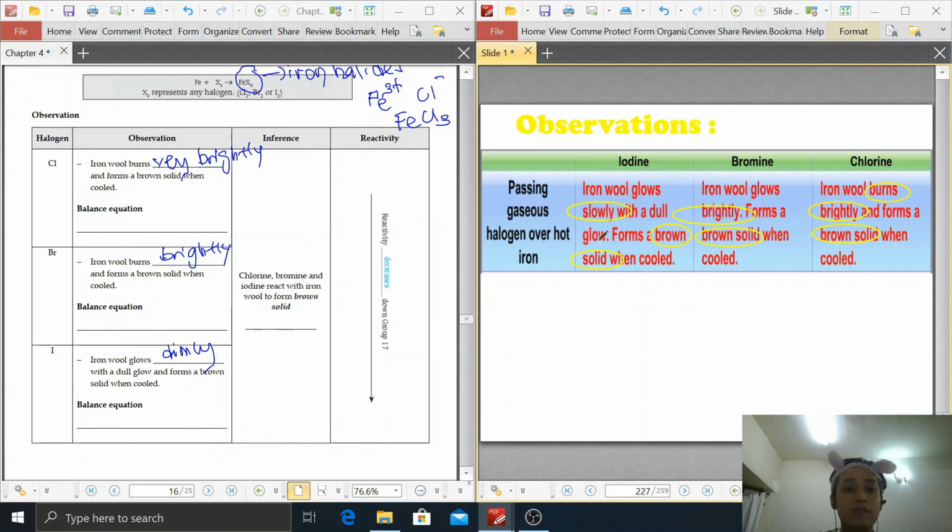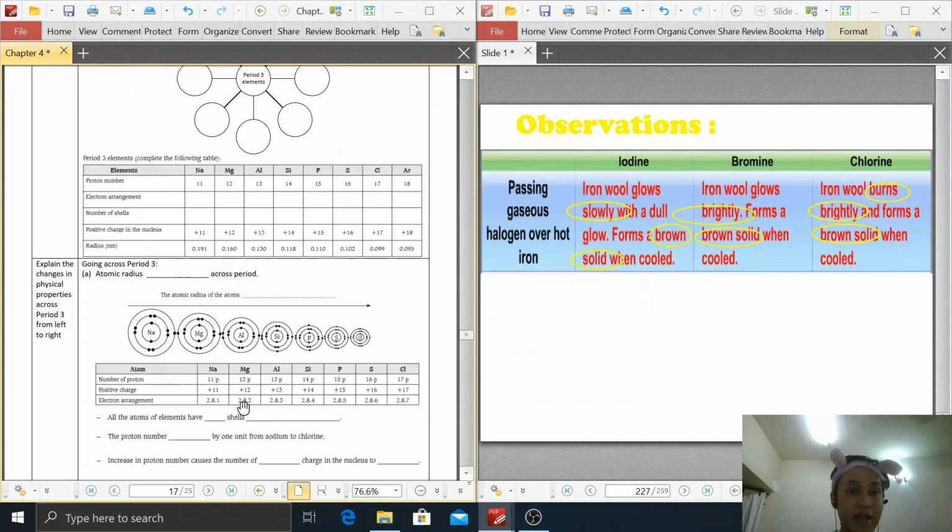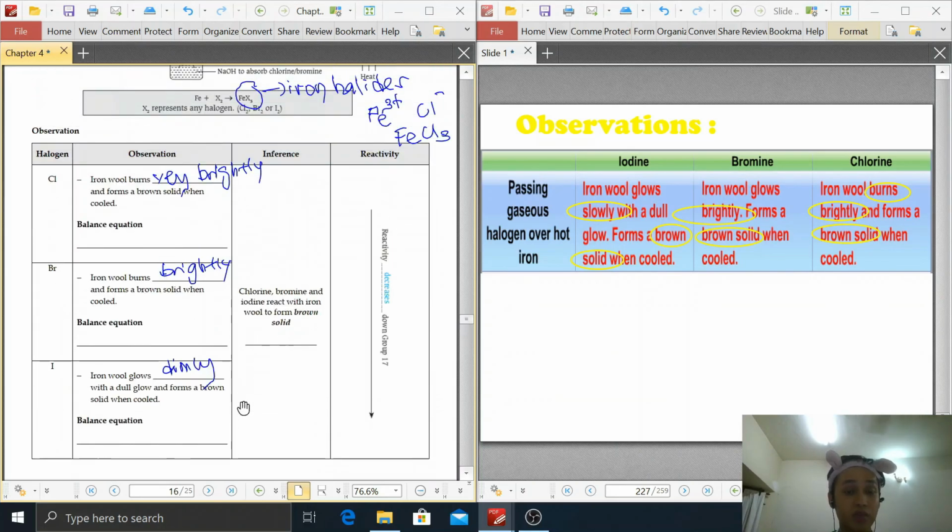So I believe that is it for the group 17 elements. We are still left with period 3 and also a little bit on the transition elements.